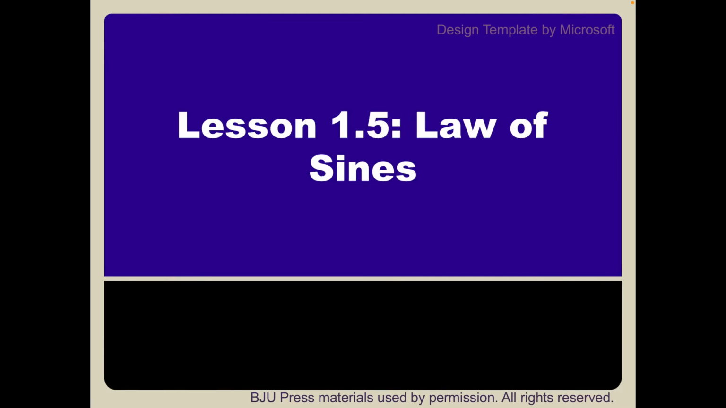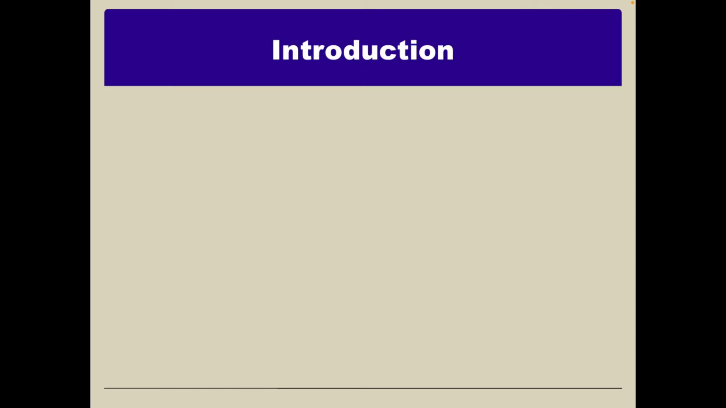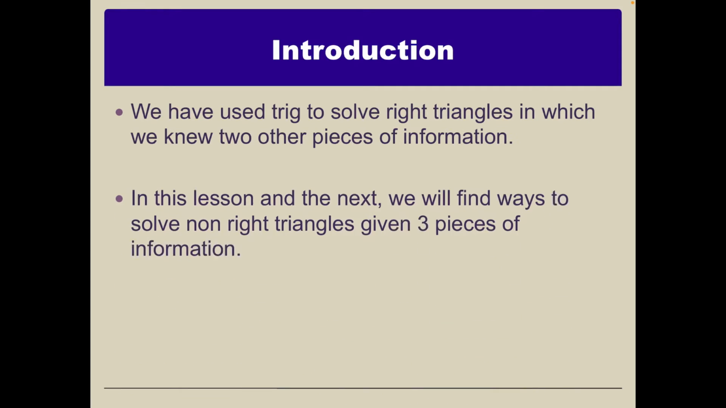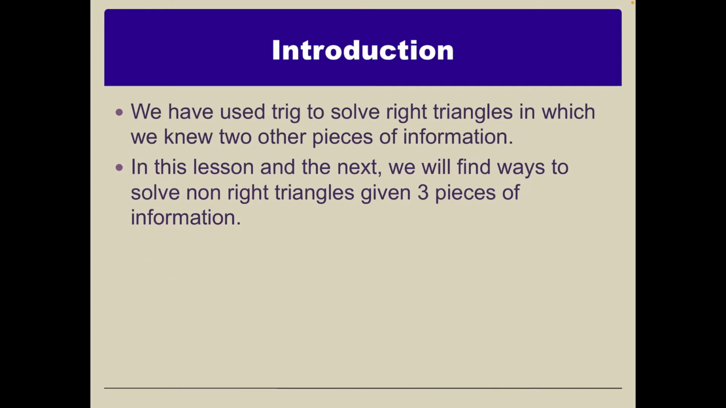We're going to be looking at lesson 1.5. It's called the law of sines. So far, we've used trig to solve right triangles in which we knew two other pieces of information. We either knew two sides or an angle and a side. Now we're going to solve non-right triangles.